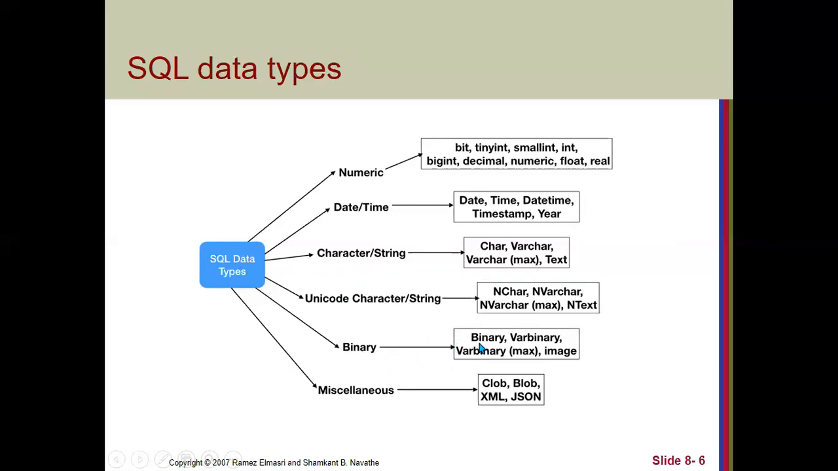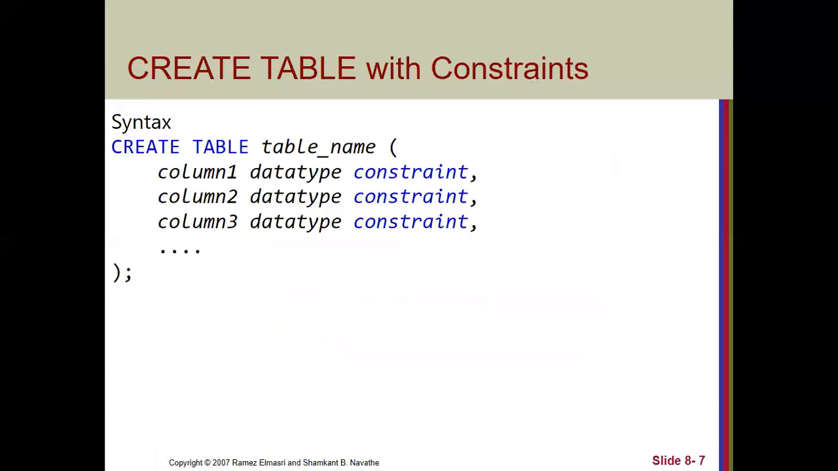The binary variables: you can use varbinary, you can use varbinary max, you can use image or binary, and you can use different types like BLOB, XML, JSON, for example, and user-defined variables and data types. So all these data types can be specified for whom? For the table? No, for the attributes of the table, for the columns of the table.